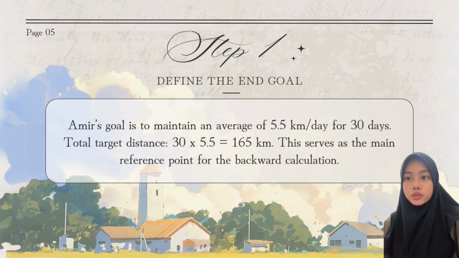Now, this slide shows how the working backward strategy is applied to Amir's walking problem. Step 1. Define the end goal. Amir's goal is to maintain an average of 5.5 km per day for 30 days. Total target distance is 30 times 5.5 equals 165 kilometers. This serves as the main reference point for the backward calculation.